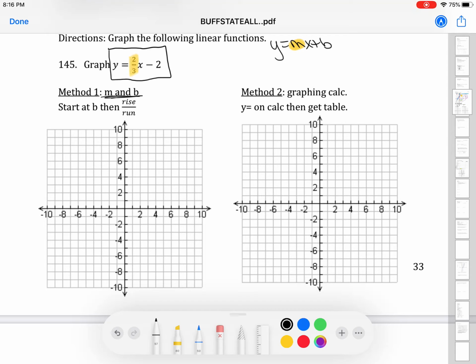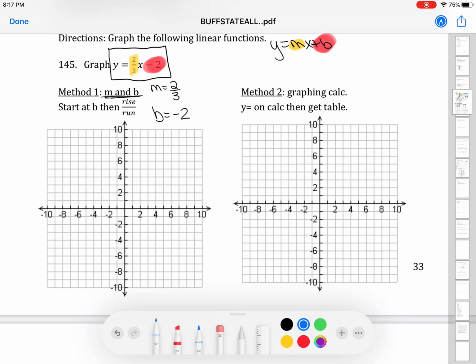Okay, so for this one, picture where m is. M is right in front of your x. In this case, that is a fraction, so m is going to be 2/3. And then in that y equals mx plus b form, that plus b is tacked onto the end. It's the number that's not with the x. M is always going to be attached to the x. B is going to be the number by itself. In this case, that number by itself is a -2. You always have to take that symbol in front of it. So b is a -2.